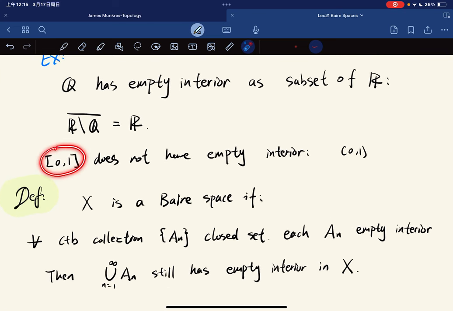And the closed interval from 0 to 1 does not have empty interior, because the open interval 0 to 1 is the interior of this set, right?